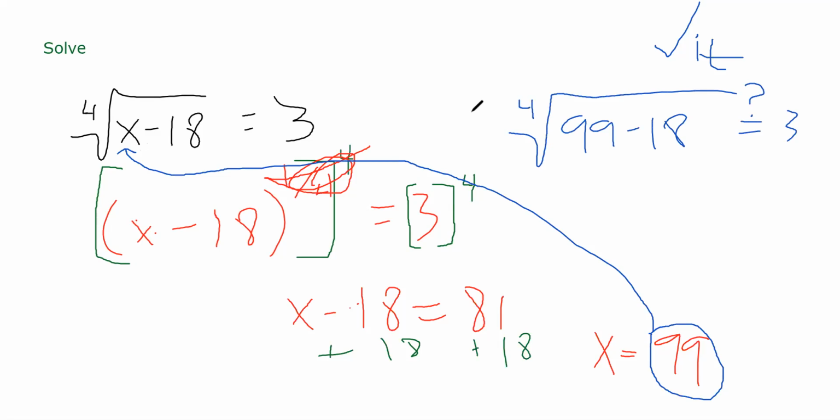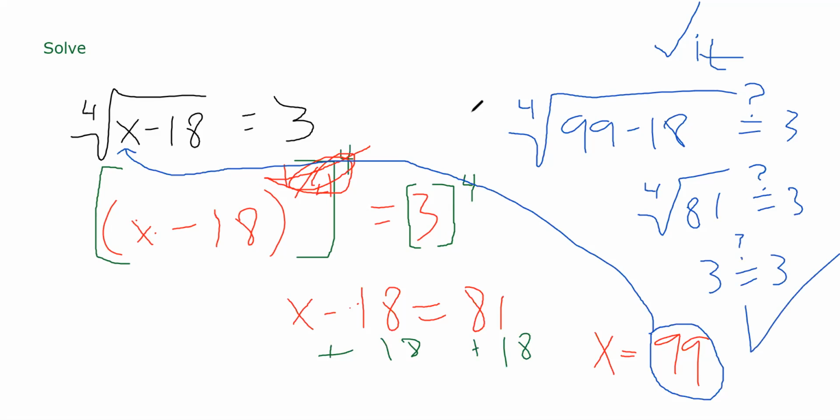It turns out it's going to work. You're going to end up with the fourth root of 81. You're asking, does that equal 3? Well, let's see, what's a number that multiplies by itself 4 times to give you 81? We kind of already argued that. Yeah, it's just got to be 3. It's the only thing that's going to work. That's how you take a fourth root. So 3 does indeed equal 3. Check. So x equals 99 is the solution.